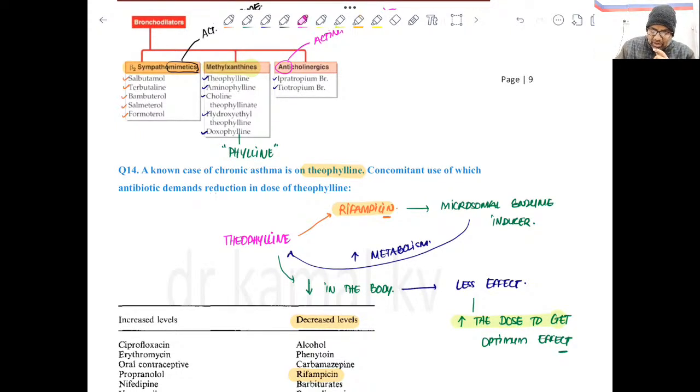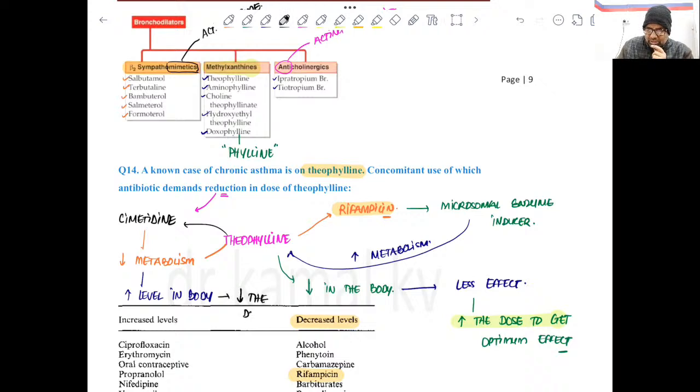Now the question is about another concept where we want to decrease the dose of theophylline. It means there will be some drug, like cimetidine. Now cimetidine will decrease metabolism. Clear? It will decrease the metabolism. So what will happen? There will be increased level in the body. And when the body levels are more, what do you need to do? You have to decrease the dose, otherwise there will be toxicity.